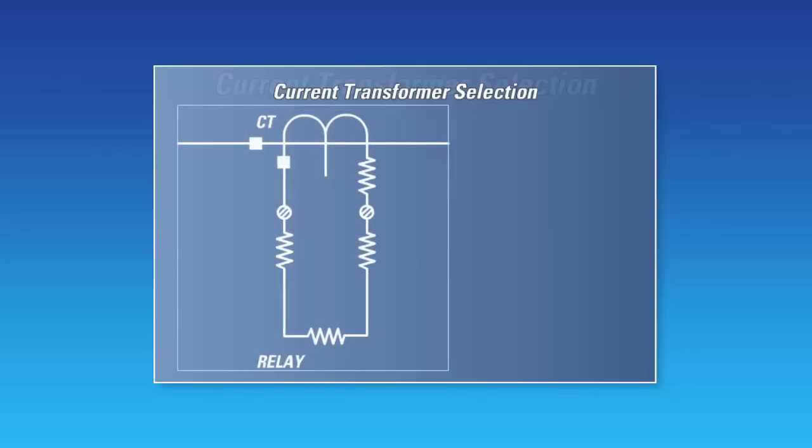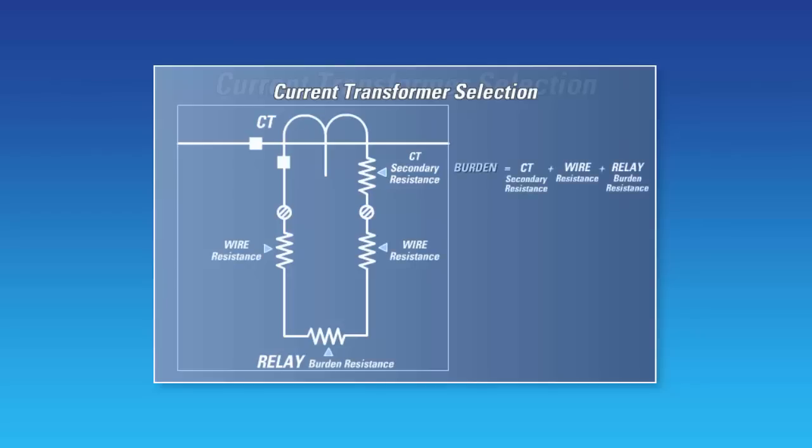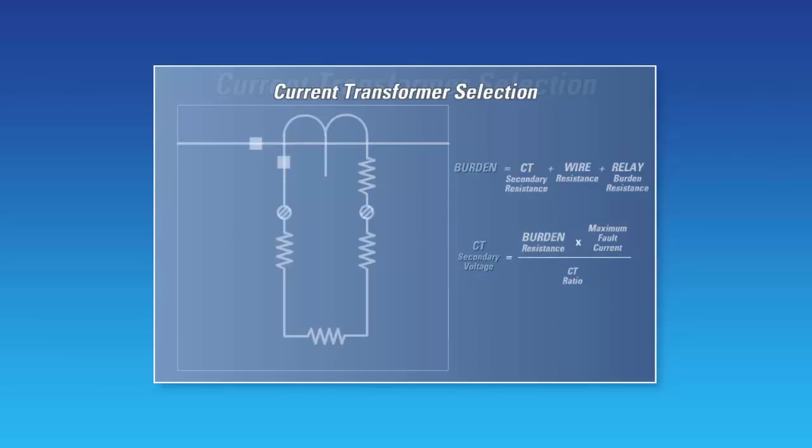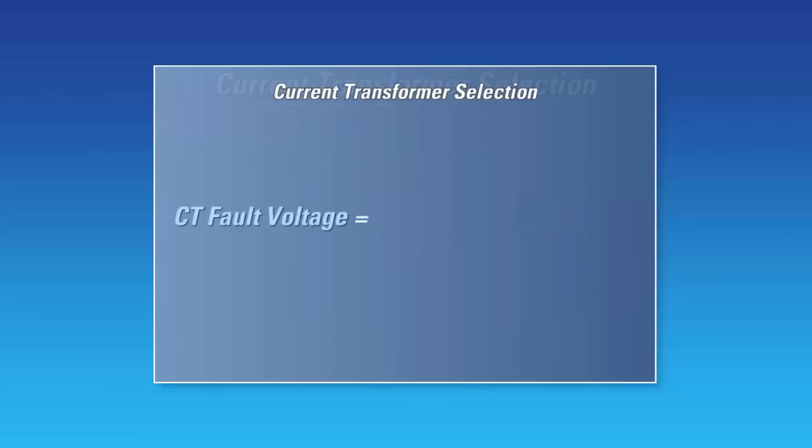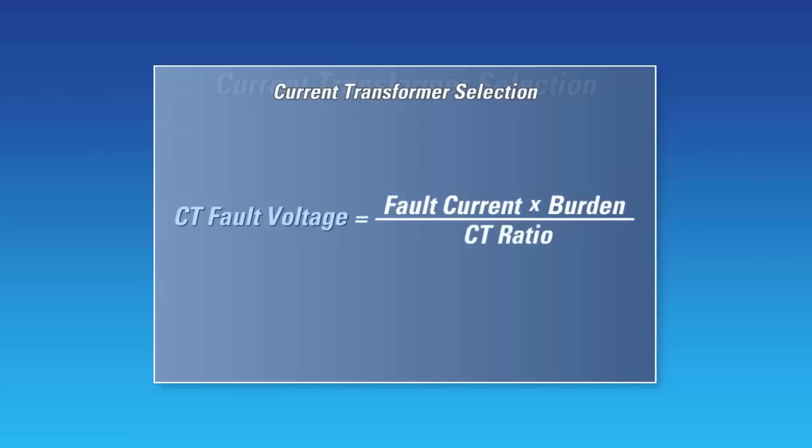The voltage at the current transformer, or CT, terminals can be calculated by multiplying the total resistance of the CT's secondary circuit, called the burden, by the maximum expected secondary fault current. The burden is equal to the CT secondary resistance plus the wire resistance plus the relay burden resistance. Once this has been calculated, the CT secondary voltage at the time of fault is equal to the burden resistance times the maximum fault current divided by the CT ratio. CT fault voltage equals fault current times burden divided by CT ratio.